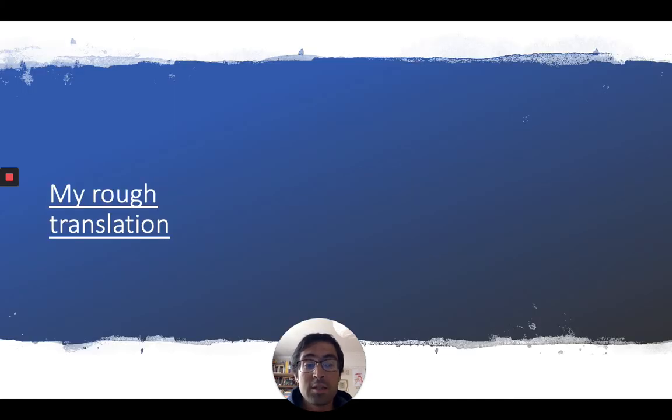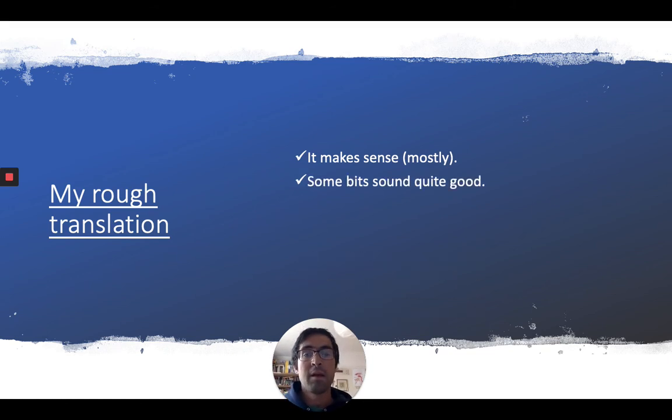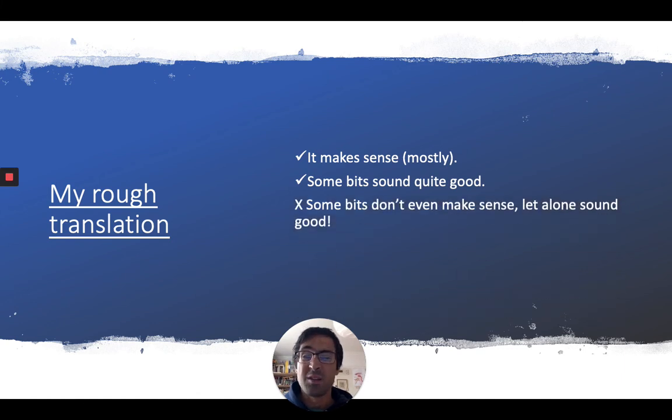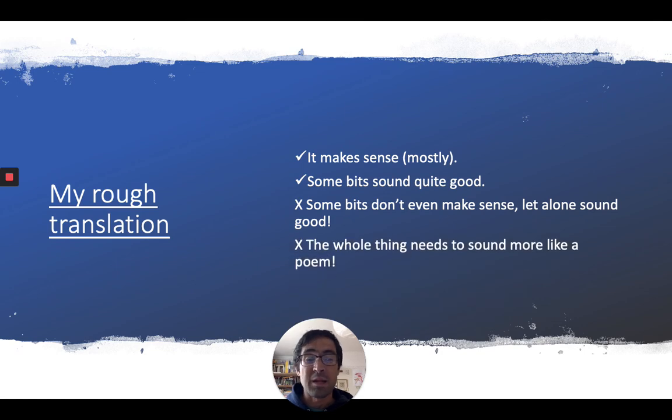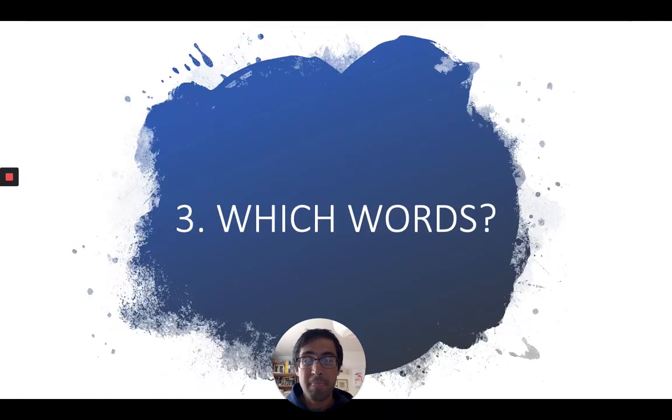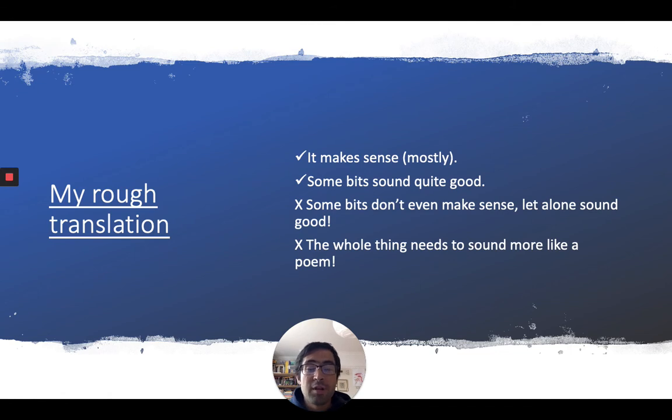So here's a summary of my rough translation. Firstly, it makes sense. Basically, it makes sense. You understand what it's talking about. Some bits sound quite good. Some bits don't even make sense, let alone sound actually good. And the whole thing needs to sound more like a poem, okay? So a rough translation is there to help you begin planning your translation. So don't worry if the results aren't great. It's important that you do this yourself so that you actually understand firsthand what it means.